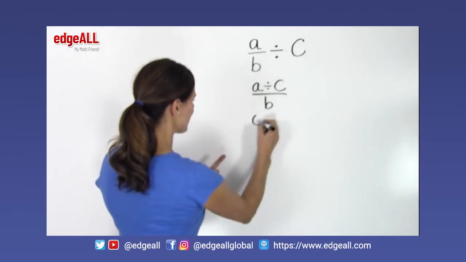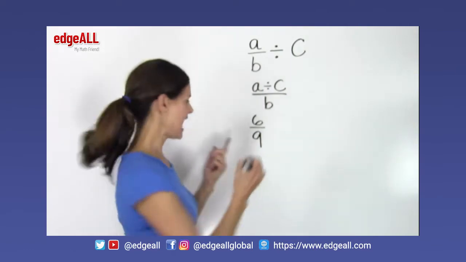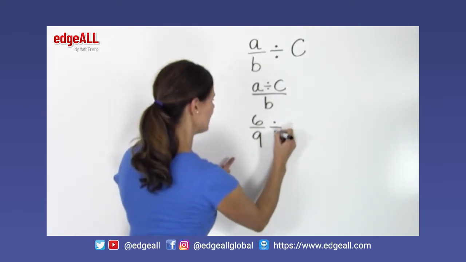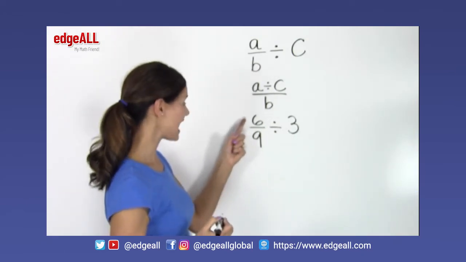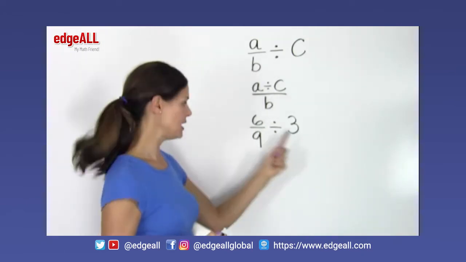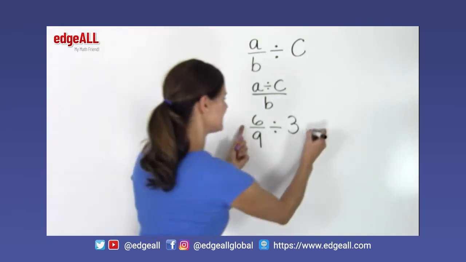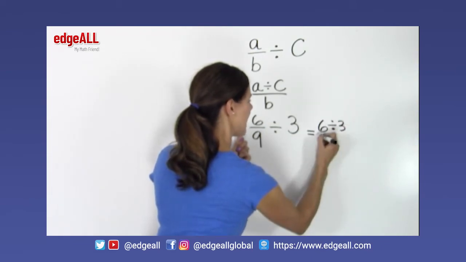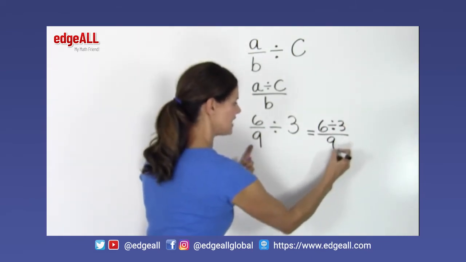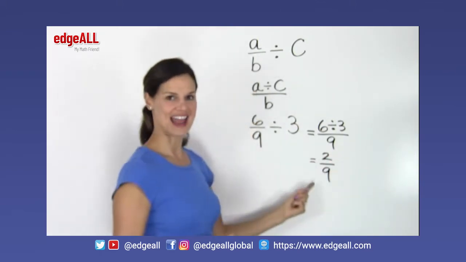If we are asked to take the fraction 6/9 and divide it by the whole number 3, then we look and see here that 6 is divisible by 3. So all we need to do in this problem is, in our numerator, do 6 divided by 3 and keep our denominator of 9, and we'll end up with the answer of 2/9.